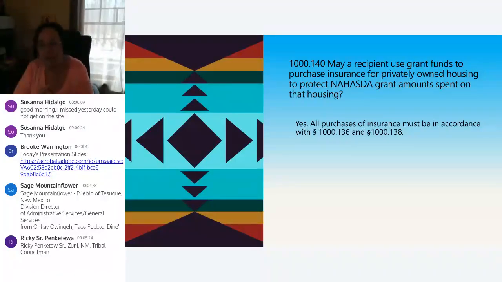Can you use grant funds to purchase insurance for privately owned housing to protect the NAHASDA grant amount spent on that housing? Well, yes, you can, but you've opened Pandora's box, because if you give it to one tribal member, you should probably be purchasing that insurance for all of the tribal members. And unless you have a lot of money, you want to rethink that or think about it very, very carefully. Okay.